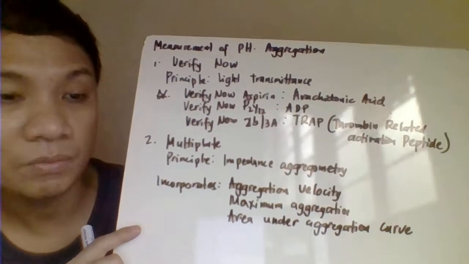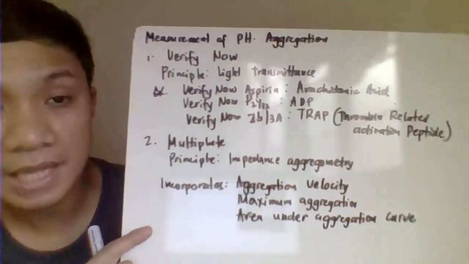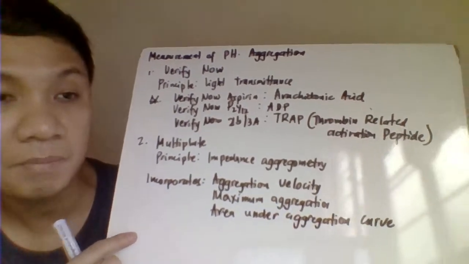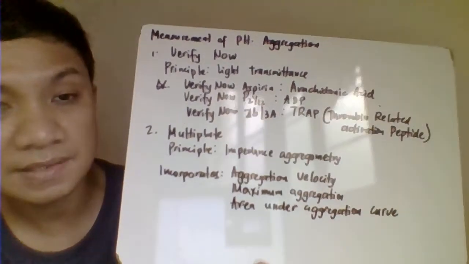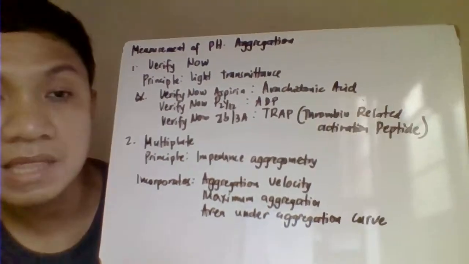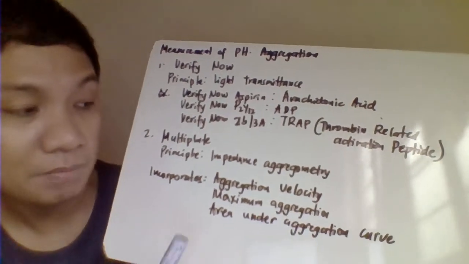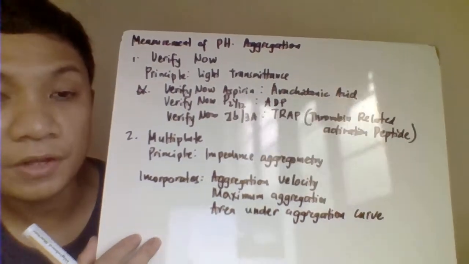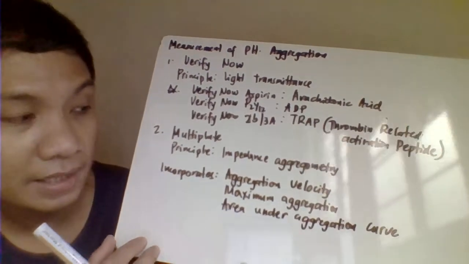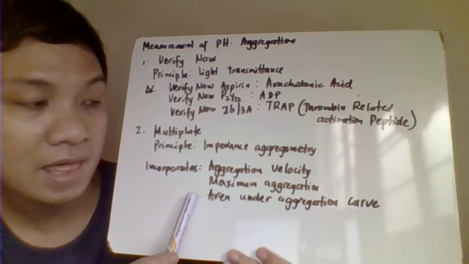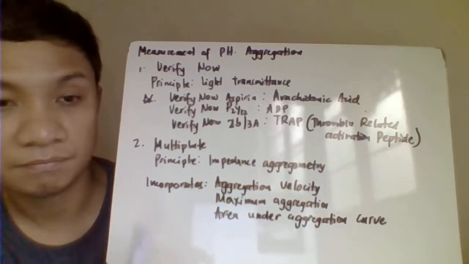Another instrument we have here is the Multiplate. This one also tries to measure platelet aggregation, but its principle is impedance aggregometry. Just like our automated hematology analyzers, it has impedance as its principle. But this one incorporates other parameters like aggregation velocity, maximum aggregation, and the area under the aggregation curve.